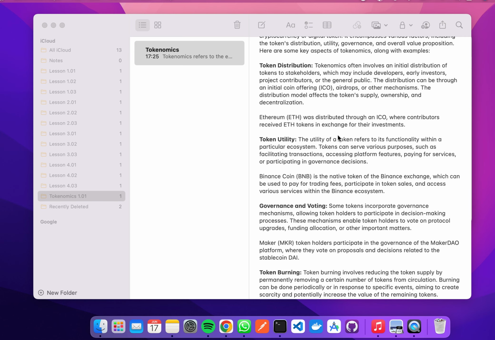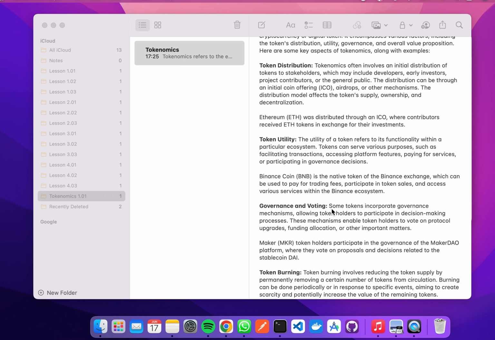The next thing is the token utilities. The utilities of a token refers to its functionalities within a particular ecosystem. Token can serve various purposes, such as facilitating transactions, accessing platform features, paying for services, or participating in governance decisions. For example, BNB, the Binance coin, it's a native token of the Binance exchange, which can be used to pay for trading fees, participate in token sales, and access various services within the Binance ecosystem.